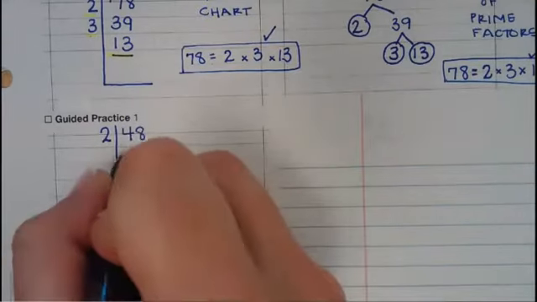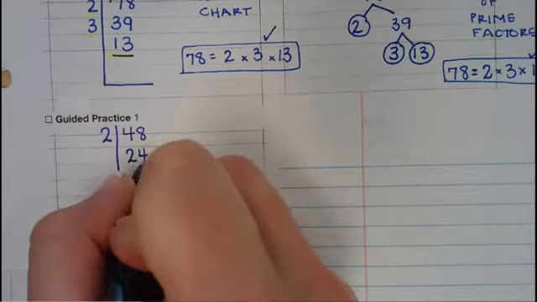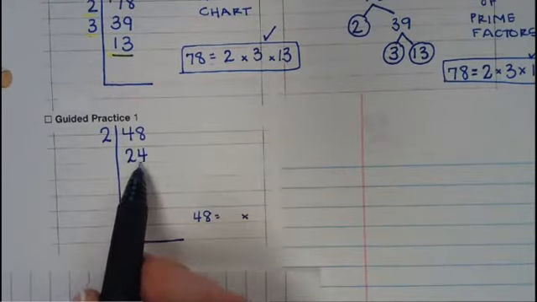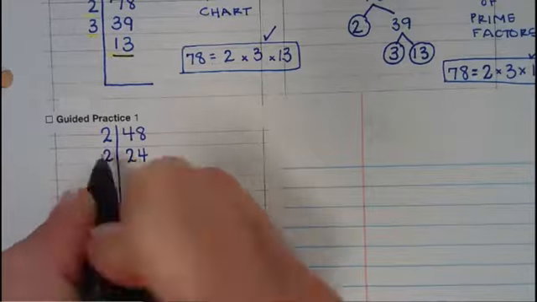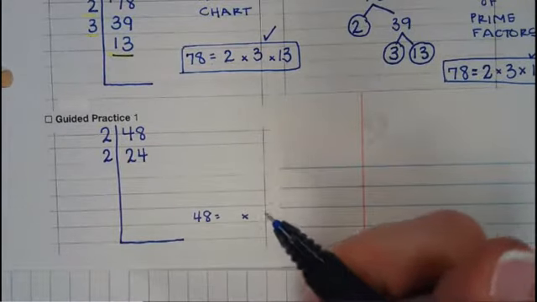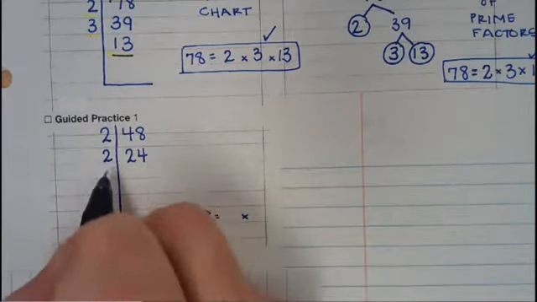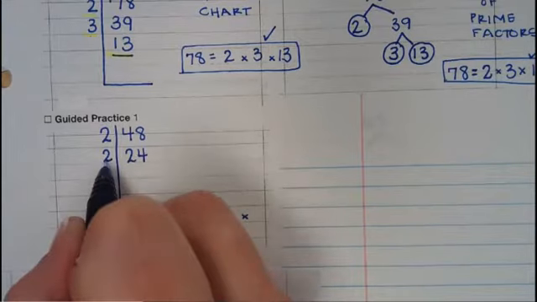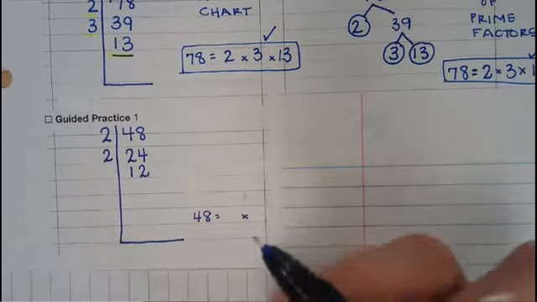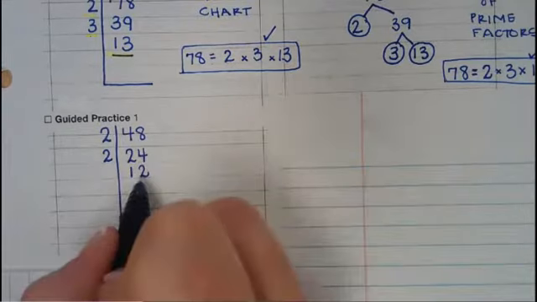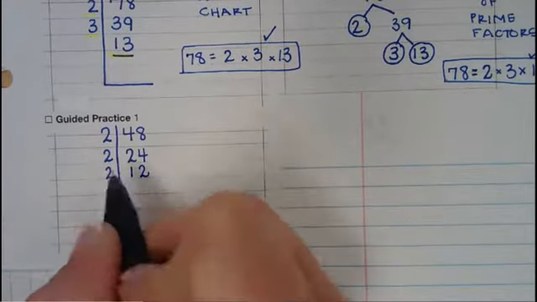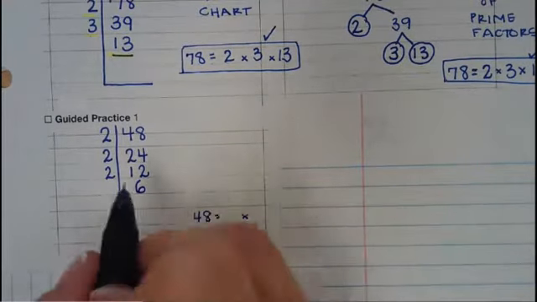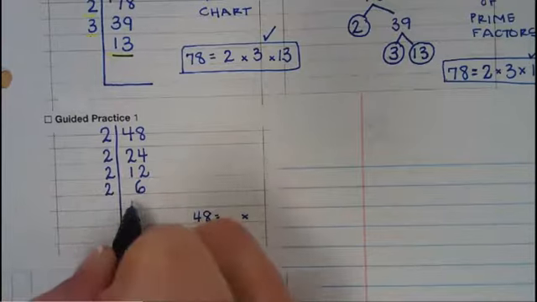So 48 divided by 2 is 24. And then I look at 24. Can I divide 24 by 2? And the answer is yes, because it's even. That's a divisibility rule. So you should be starting to see that your divisibility rules will greatly help you in 6th grade. So 24 divided by 2 is 12. Should be math facts that you know. 12 is still even. I can divide it by 2. 12 divided by 2 is 6. 6 is still even, so 6 divided by 2 is 3.